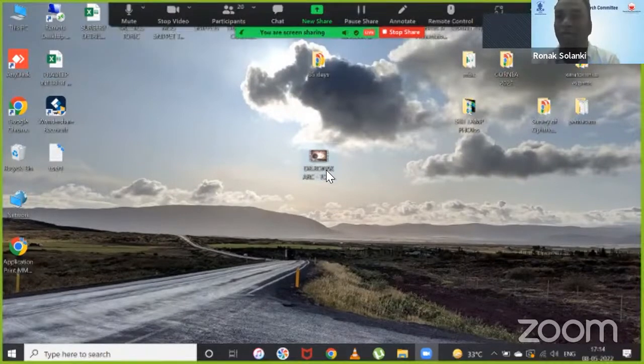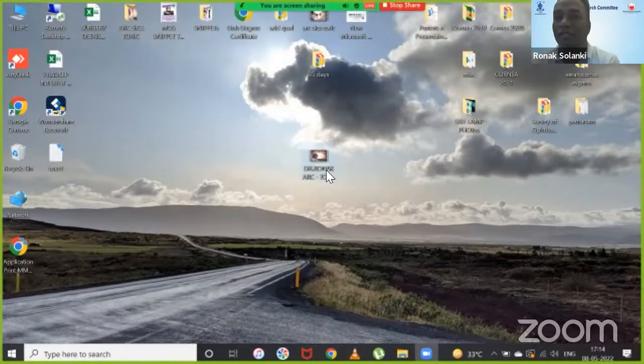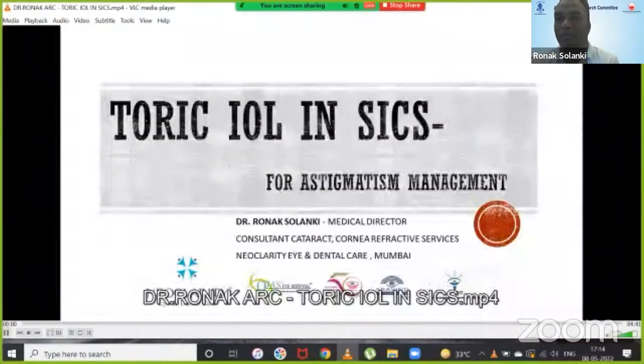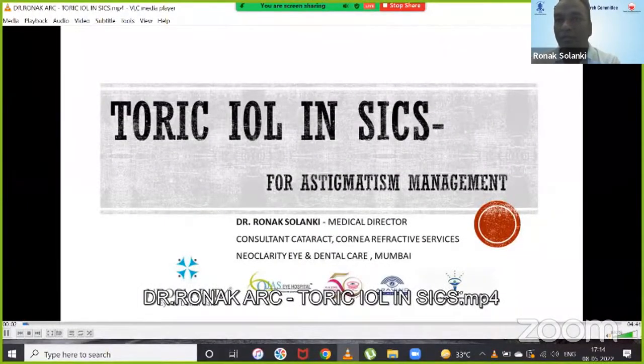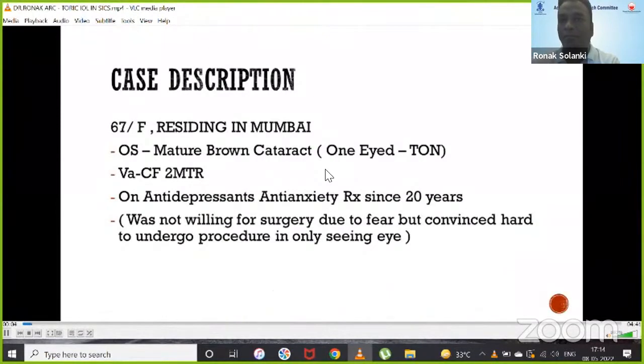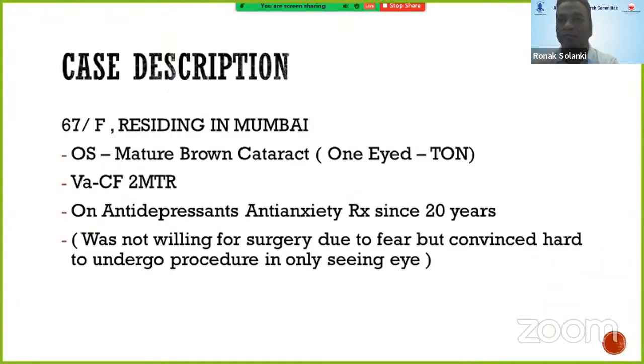Good evening, everyone. Thank you, Chitra ma'am, for this opportunity. I'd like to present an interesting case scenario. Hi, this is a case of a 67-year-old female with a mature brown cataract, counting fingers 2 meters. She was on antidepressants and anti-anxiety medicines for 20 years. She was not willing for surgery, but was convinced very hard to undergo the procedure in only one eye.